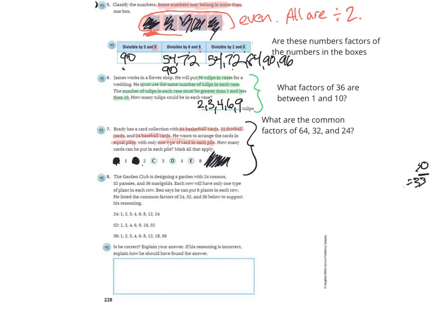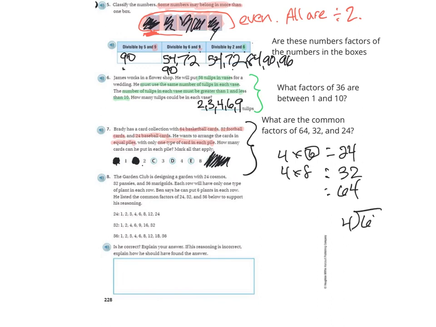Let's go on to number 4. All right, 4. So 4 times what gets me 24, 32, and 64? All right, so if you said 6 and 4, 8 and 4, and then if you remember, 4 into 64, great. And if you don't, that's fine. Let's just do the division. 4 into 64. 6 divided by 4 is 1. 1 times 4 is 4. 6 minus 4 equals 2. Bring down the 4. And then 24 divided by 4 is 6. So 4 and 16. So guess what? 4 is a factor for all of these.